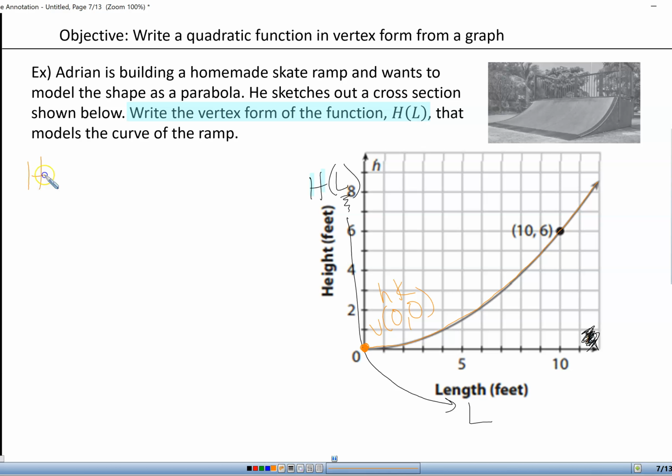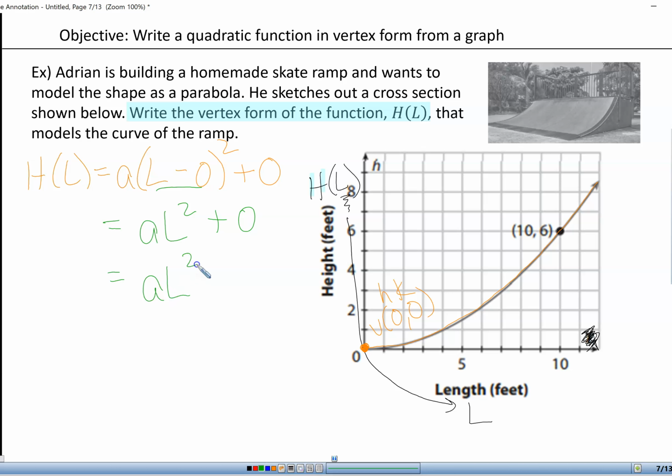So structure, our h of L equals a times, in parentheses, our capital L minus our h value of 0, quantity squared, plus our k value of 0. And then personally, I would simplify right now because I'm going to have to do that anyways. So L minus 0 is just L. So this becomes a times L squared. And anything plus 0 is itself. So this is just a times L squared. So that's what I have after I simplify all those zeros.